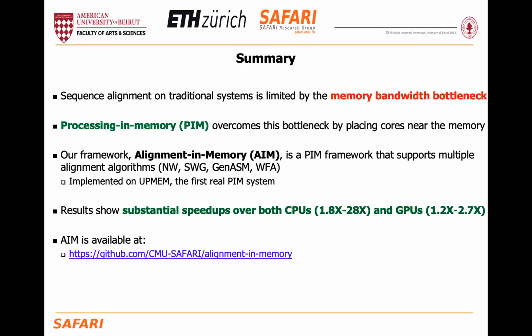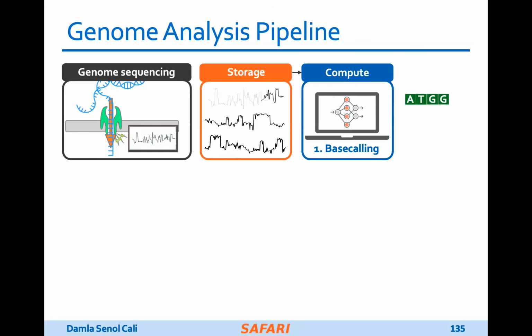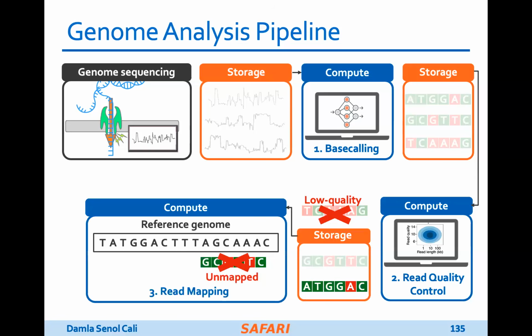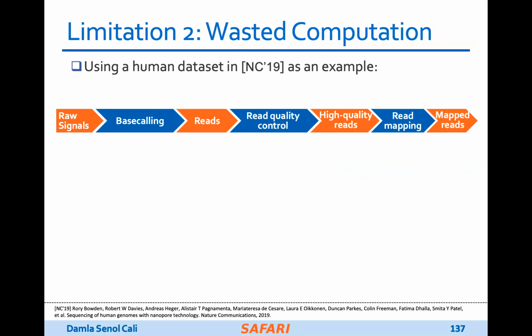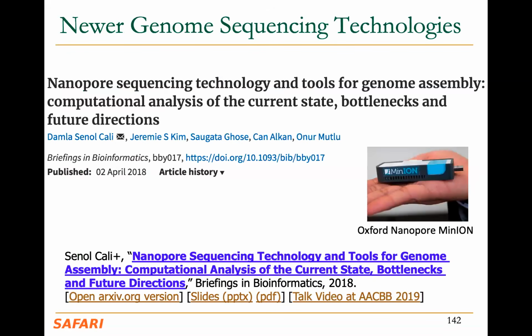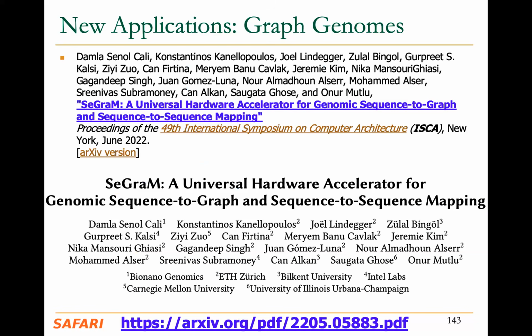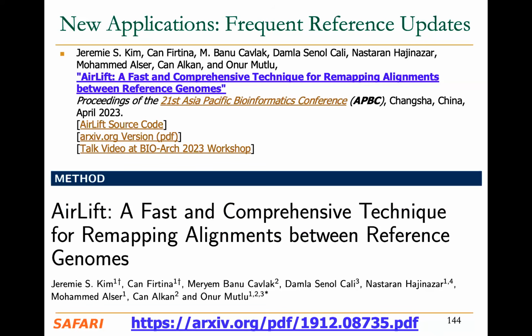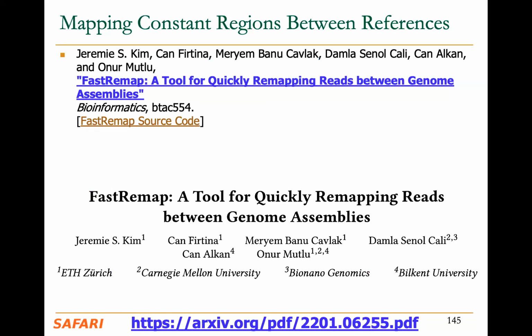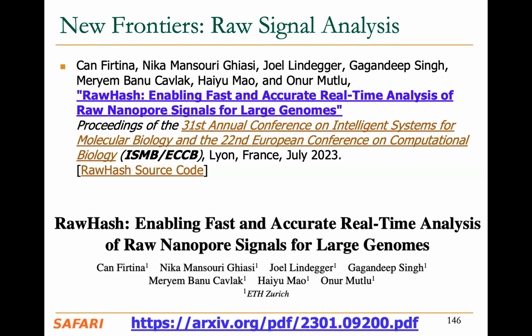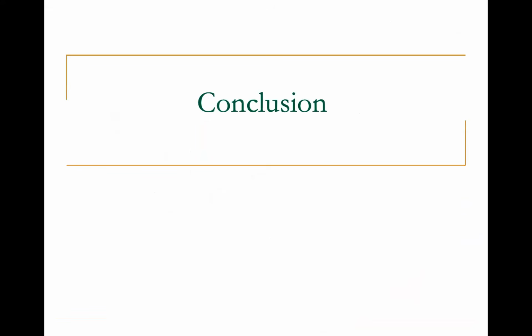Going into the future, I think processing near memory, processing in storage is going to be very, very interesting, and also processing near the sensors. I'm going to skip all of these, sorry, I don't have time. There should be a better way of skipping this, but there are a lot of interesting things here. I'm going to mention future opportunities. I think there are newer genome sequencing technologies that may come up, and it's good to keep an eye on that. Graph genomes are happening. Reference updates are happening. Those are also interesting. And as I mentioned, raw signal analysis is going to be very interesting going into the future.